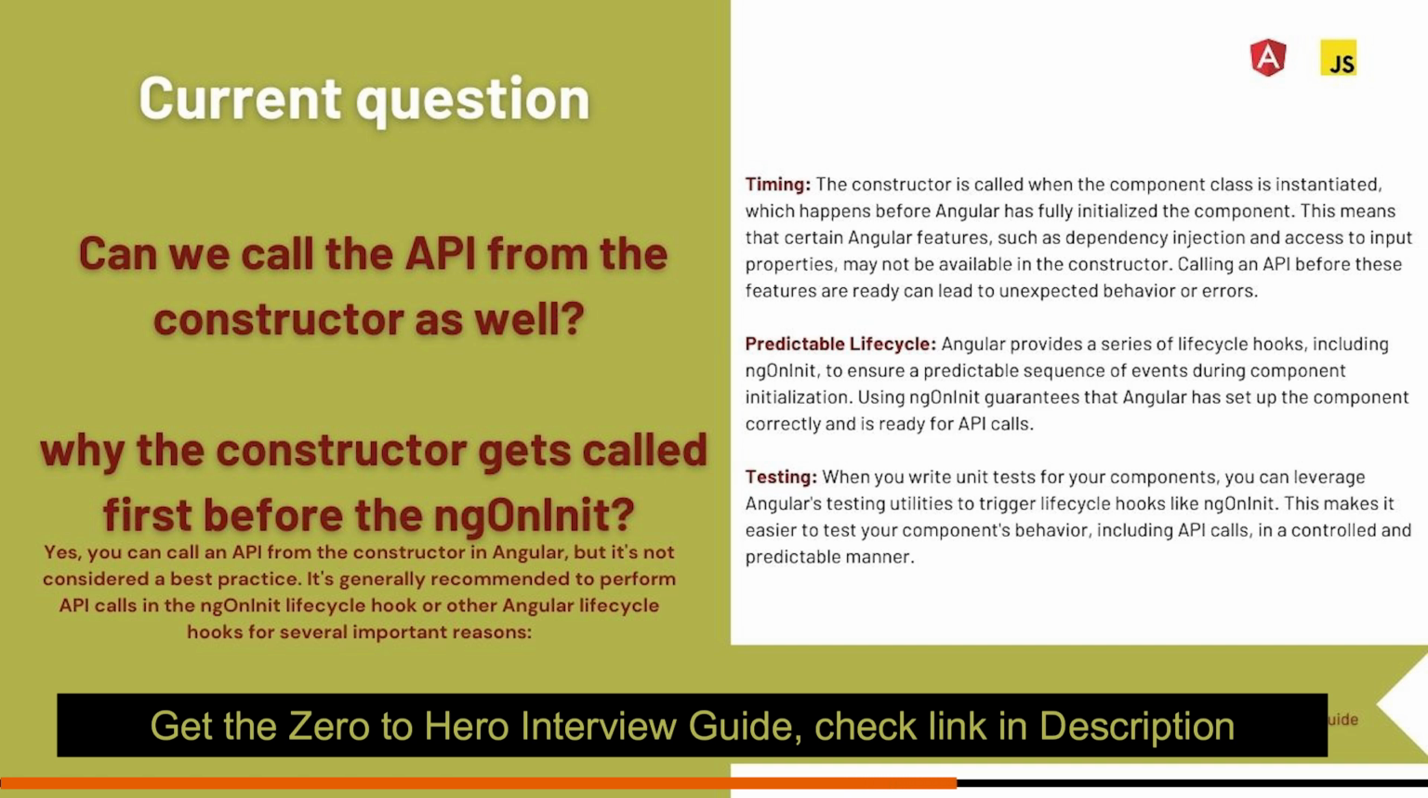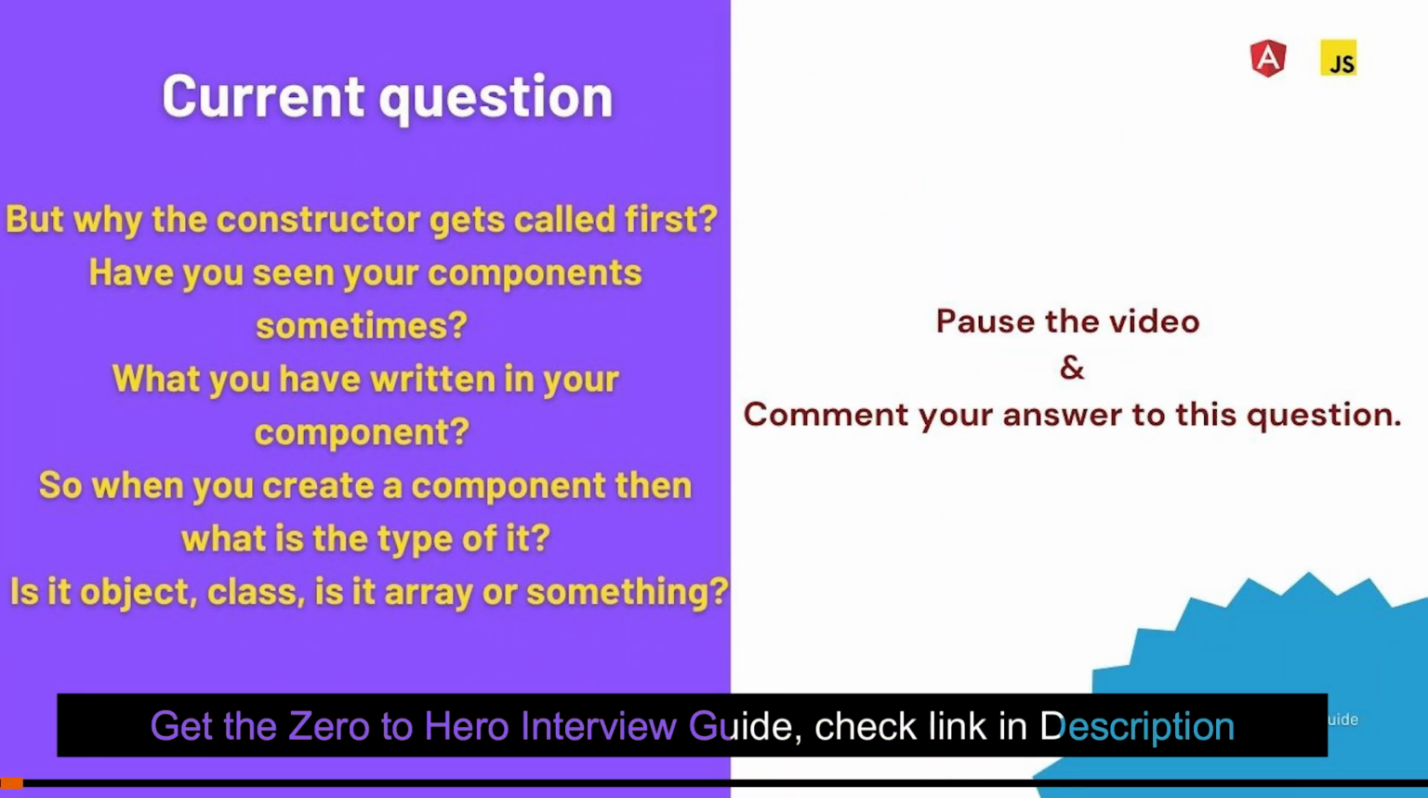Yes, so one of the differences is that the constructor gets called first, and after that ngOnInit gets called. Okay, and why does the constructor get called first before ngOnInit? It's mandatory to get all the dependencies before starting. That is correct. But why does the constructor get called first, that I must know.